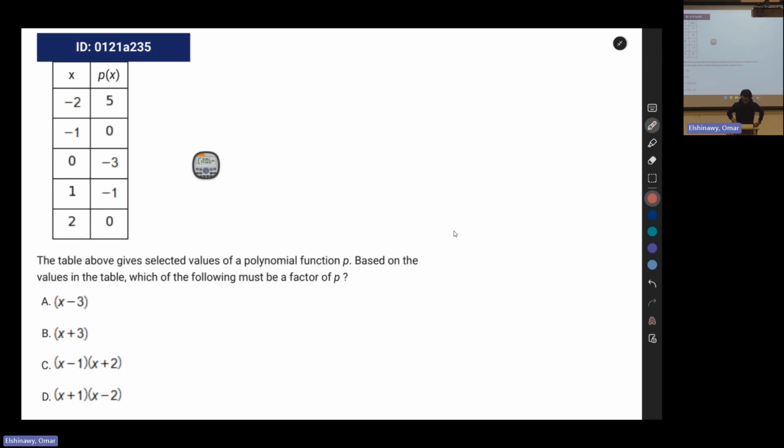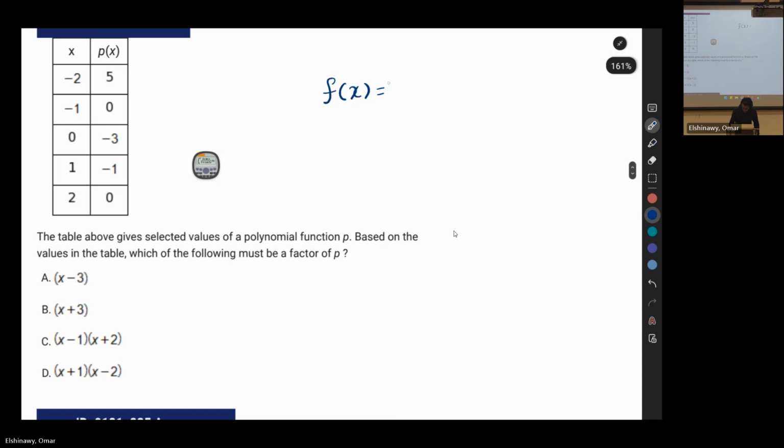So here we have a polynomial function. A polynomial function is a function where you have powers. So f of x equal to x squared, or x cubed, or x cubed plus x squared, and so on and so forth. This is roughly what a polynomial function is. Now, which of the following must be a factor of p is a very interesting question, and the answer is not obvious. You need to know something beforehand.